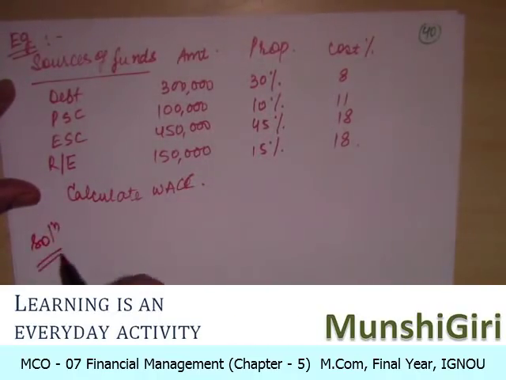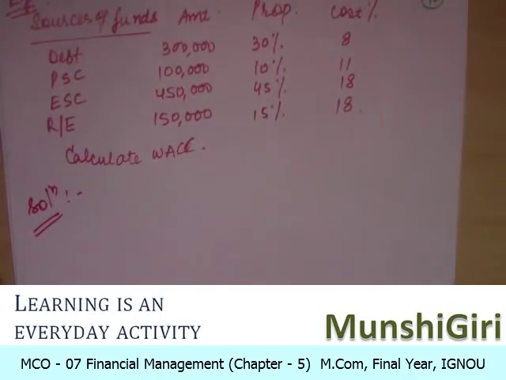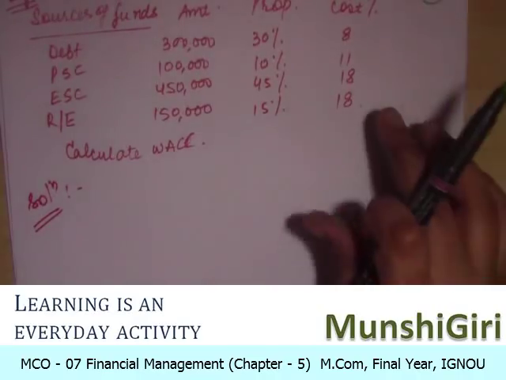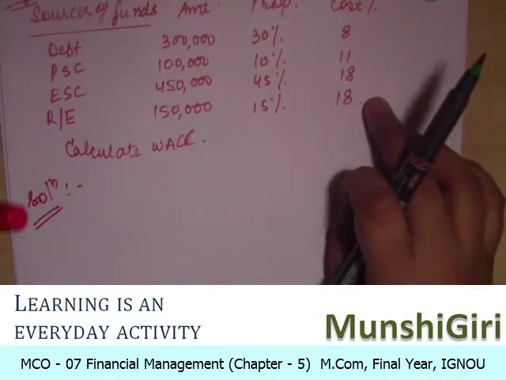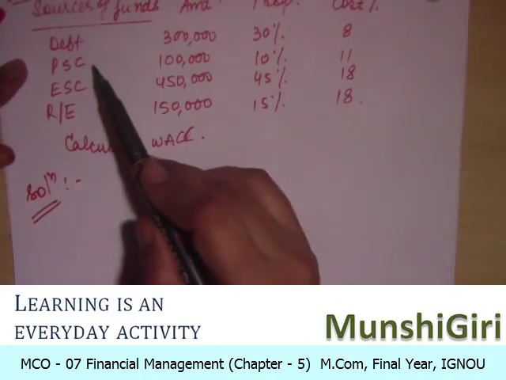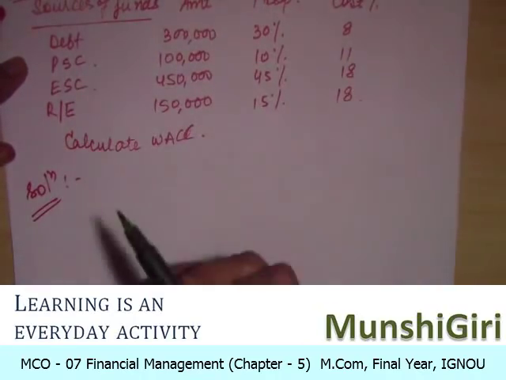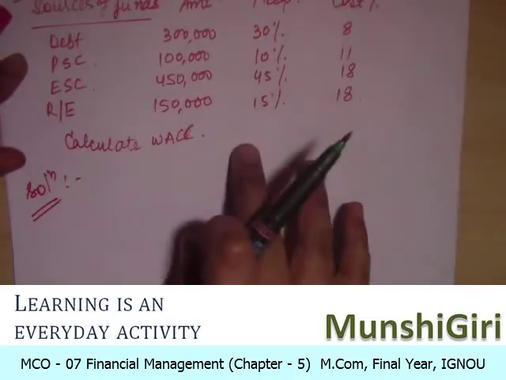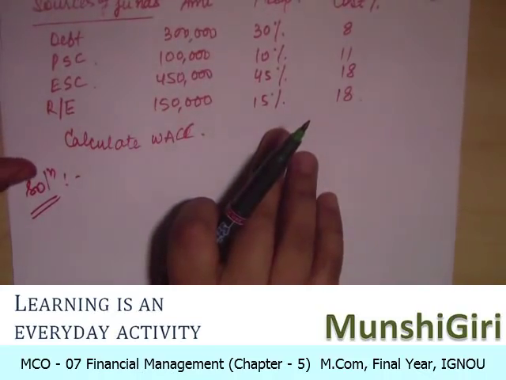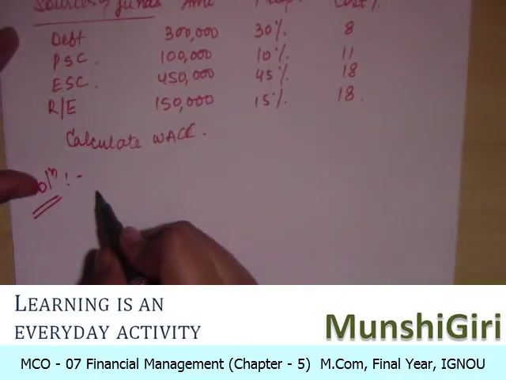Now calculation of weighted average cost of capital. It's simple. In case this cost was not given to us, we would have to calculate it first. This is cost of debt KD, KP, KE and KR. This is given to us and we'll just multiply it with their respective proportion and we'll get the weighted average cost of capital. So let's do it.